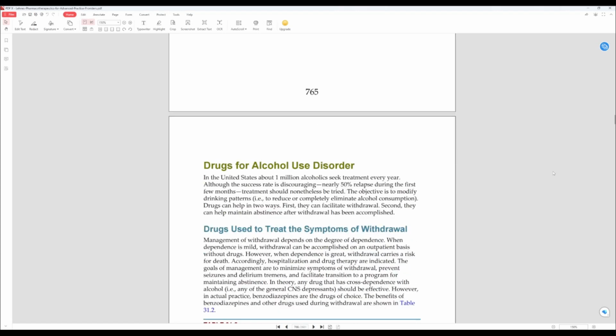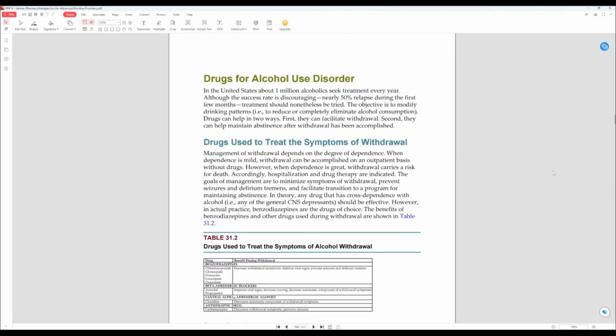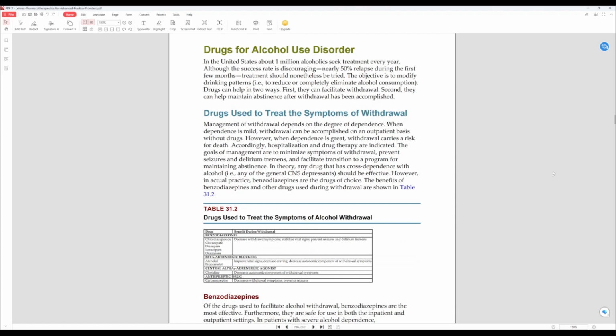Drugs for alcohol use disorders. Again, in the US, about 1 million alcoholics seek treatment annually. Although the success rate is discouraging, with nearly 50% relapsing during the first few months, treatment should nonetheless be tried. The objective is to modify drinking patterns. Drugs can help in 2 ways. First, they can facilitate withdrawal, and second, they can help maintain abstinence after withdrawal has been accomplished.